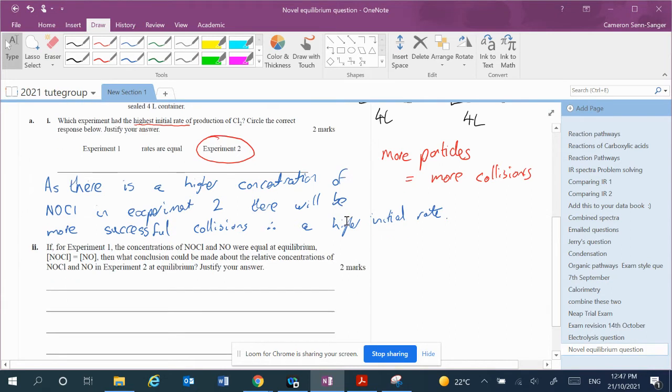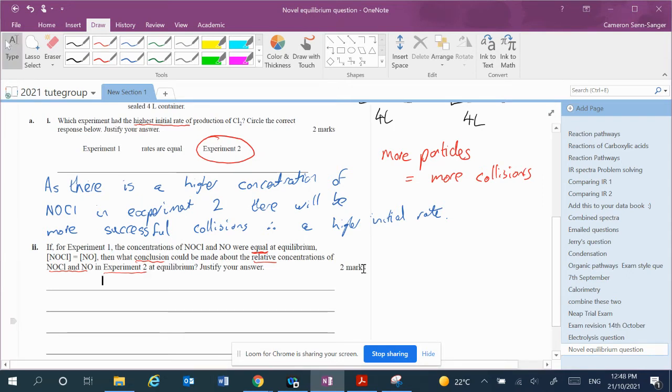The next question is a little trickier. For experiment 1, the concentrations of NOCl and NO were equal at equilibrium. Noticing this word here really helps us unlock the question. Then what conclusion can be made about the relative concentrations of these two in experiment 2? For a lot of students, this was just a guess. So there's something we can do with this, which is not immediately obvious.